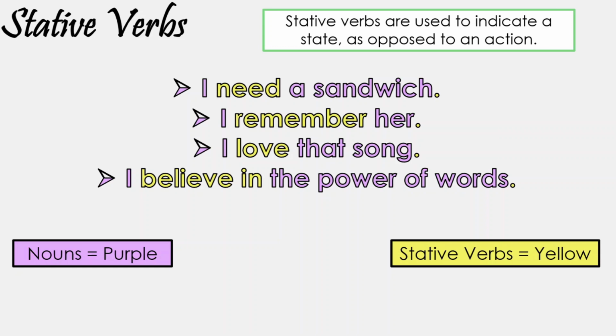And as a general rule, most stative verbs don't work in the ing form. For example, it would sound just a little bit odd if you said to someone, I am needing a sandwich. You'd get a few strange looks. It just doesn't work.